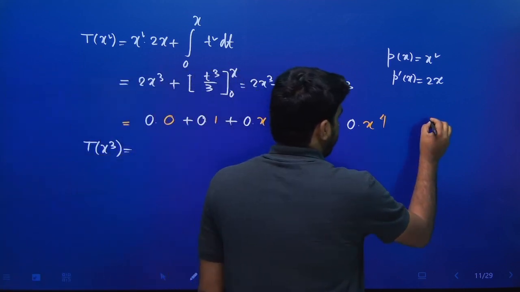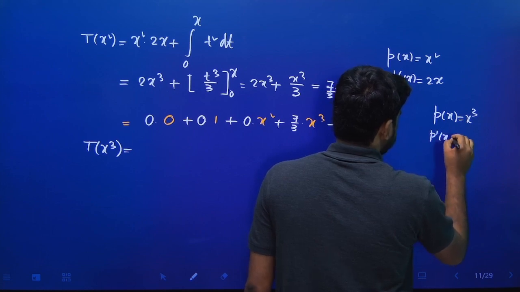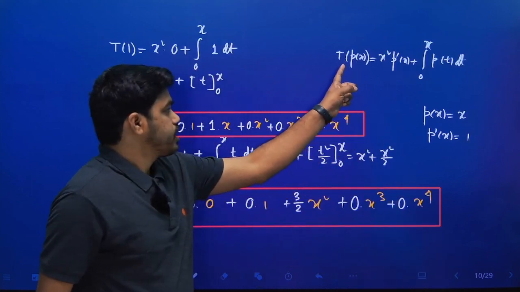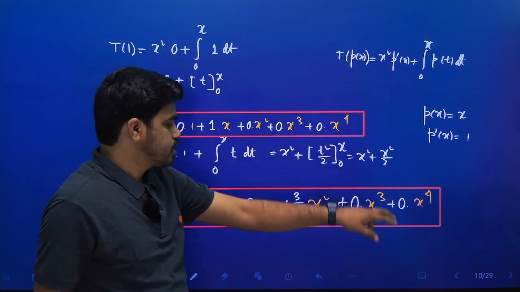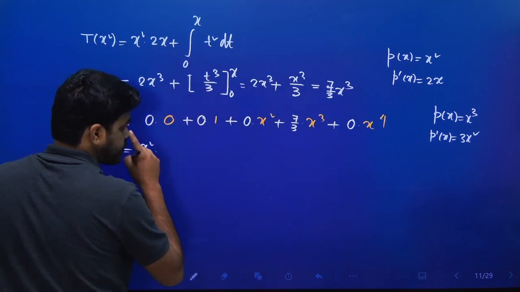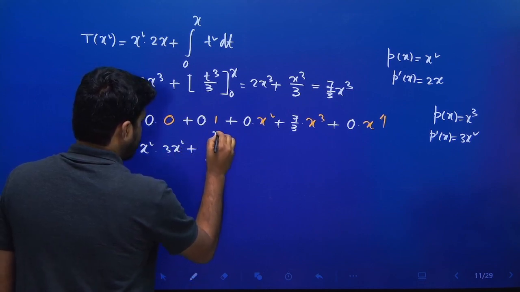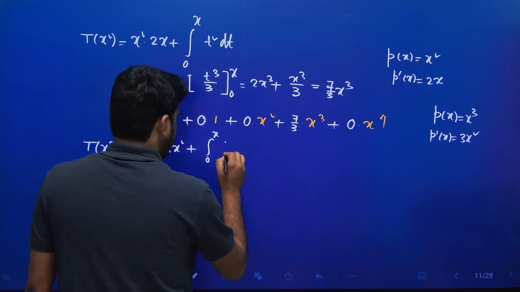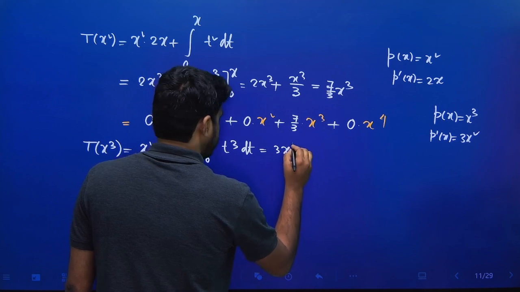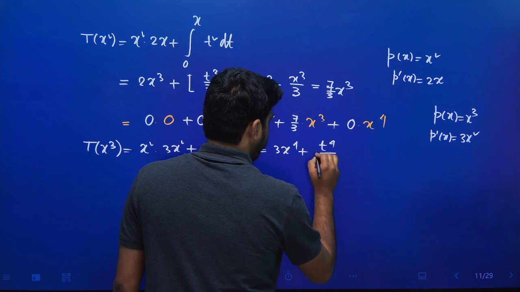So here p(x) is x cube, right? So p dash x will be 3x square. How is it defined? T of p(x) is equal to x square p dash x plus the integration from 0 to x of p(t) dt. So x square into p dash x is 3x square, plus the integration from 0 to x of p(t) dt, where p(t) is t cube dt. So this will be 3x to the power 4 plus t to the power 4 by 4.